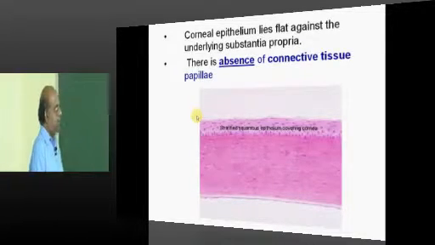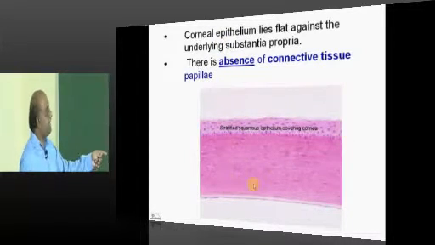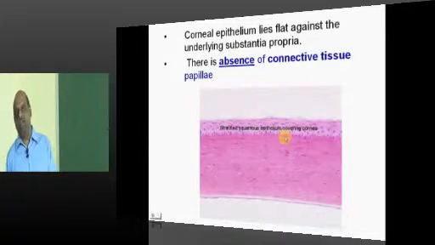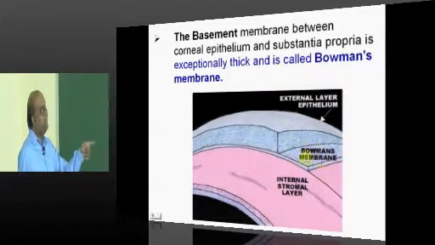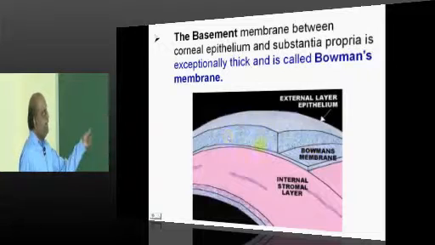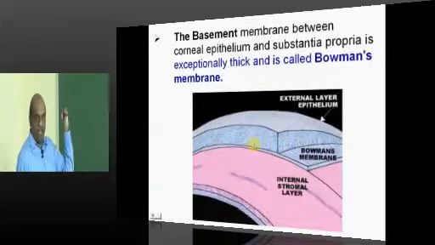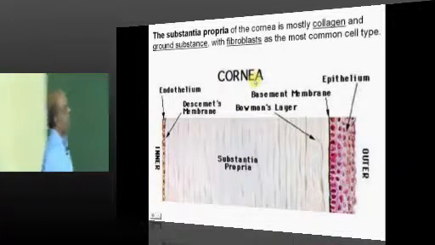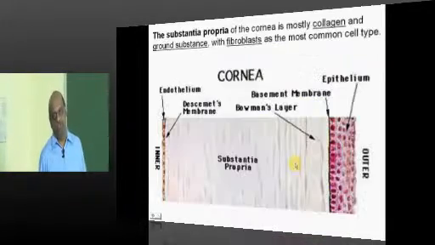And corneal epithelium lies flat against a substantia propria, and there are no connective tissue papillae in the structure of the cornea. Now, what is meant by Bowman's membrane, doctor? The basement membrane between the corneal epithelium and the substantia propria is thick which is basically called Bowman's capsule, Bowman's membrane. Honestly speaking, it's not a membrane, it's a condensation of the tissue, that's all.